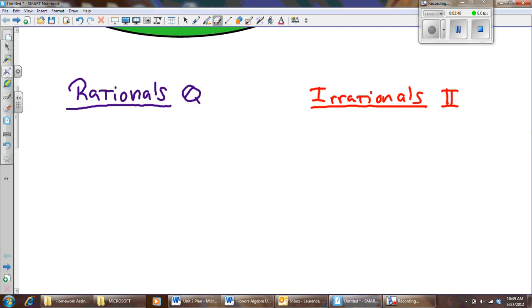Now, the rationals and irrationals have some similarities. They include decimals. By the way, do you know what the prefix "ir" means? It means not. So these are the rationals. They're rational. These are not rational.